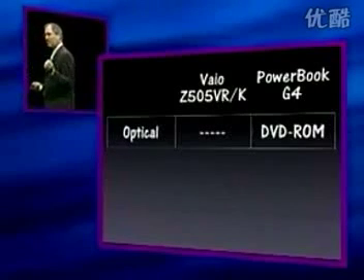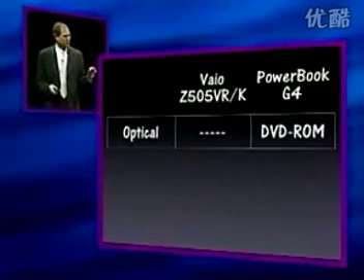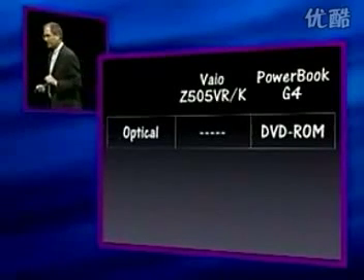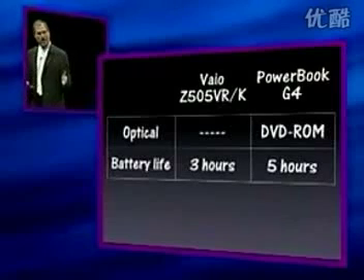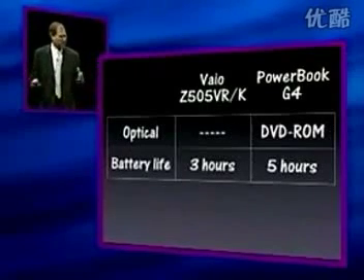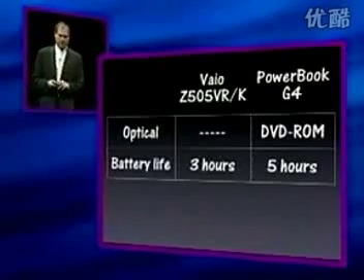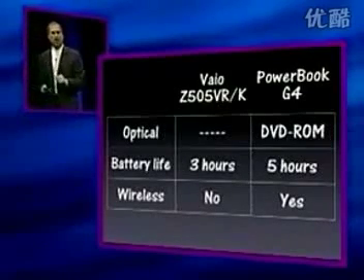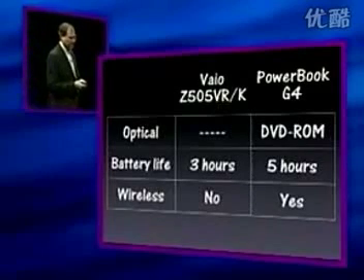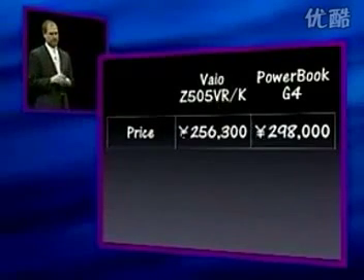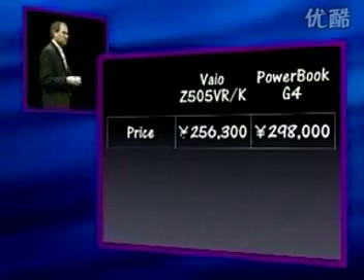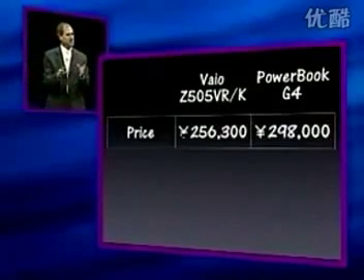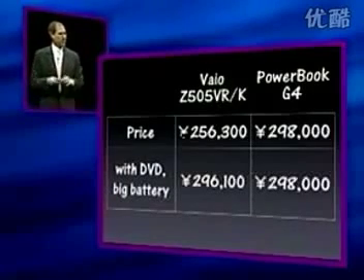In terms of the optical, the VAIO does not come with an optical built in. The PowerBook G4 comes with a DVD-ROM built in. Battery life, 3 hours versus 5 hours, so bigger battery in the PowerBook G4. And it is wireless ready. You can plug in an AirPort card, not wireless ready on the VAIO. The price, the VAIO's a little cheaper, about a little over 10%. However, when you buy the external DVD and a bigger battery, they're the same price.